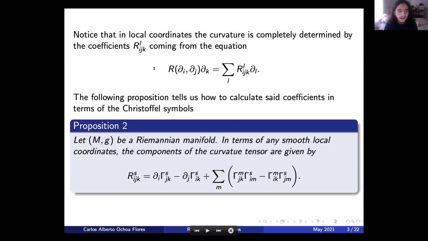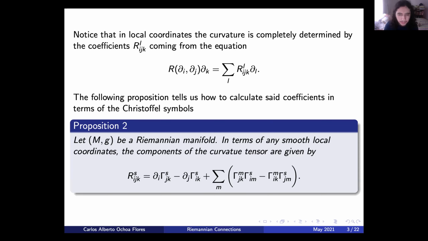And one can calculate the coefficients in terms of the Christoffel symbols, right? So yeah, one fixes a Riemannian manifold, and in terms of any smooth local coordinates, the components of the curvature tensor are given by this formula.